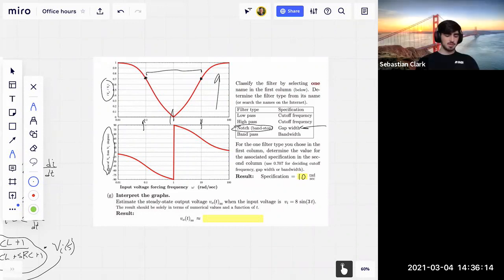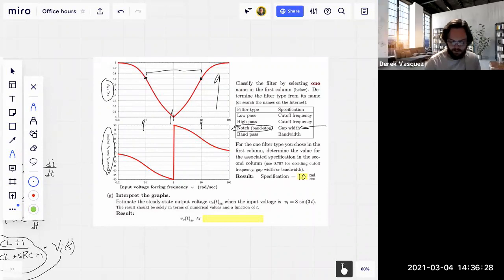Any questions about that? If we were doing cutoff frequency, I guess what's the difference between the different specifications in the second column? So here we're using 0.707 for your cutoff frequency. That's an important number. I can't remember exactly what that comes from.